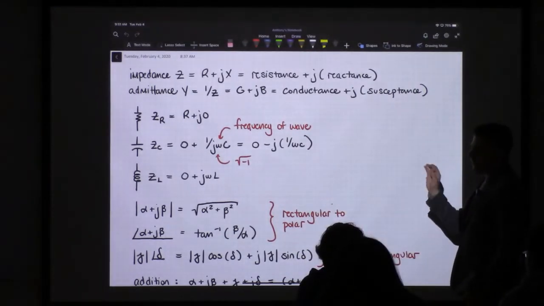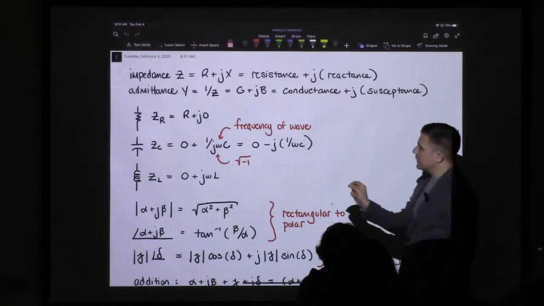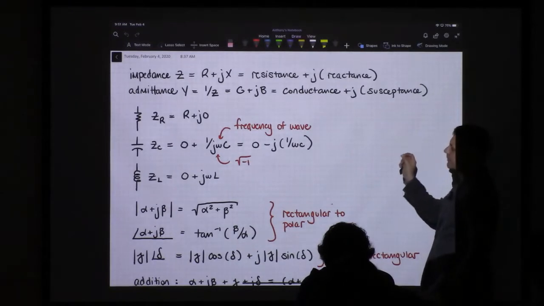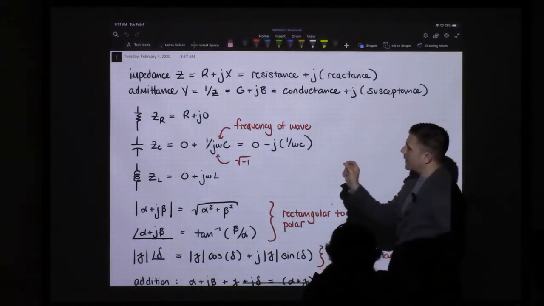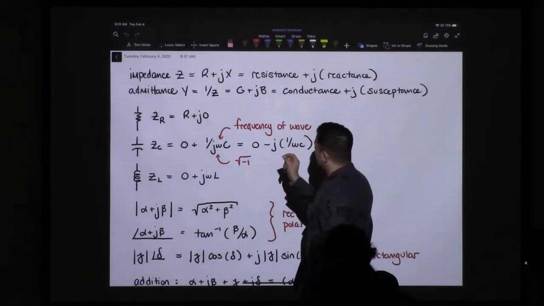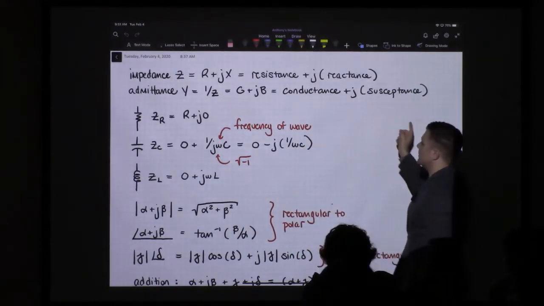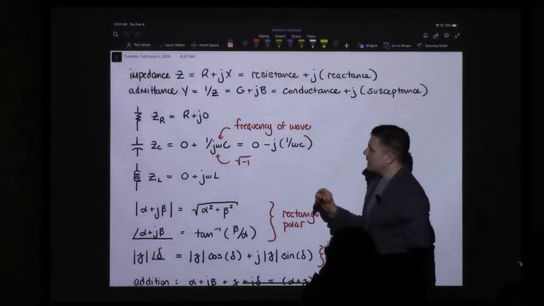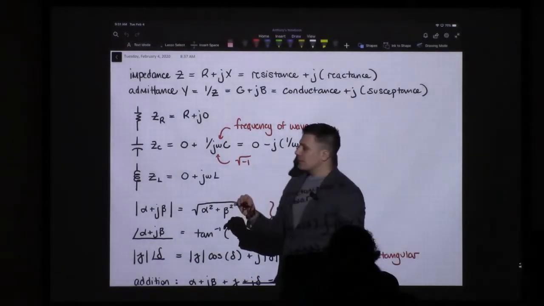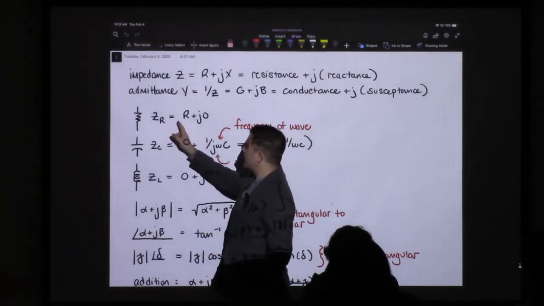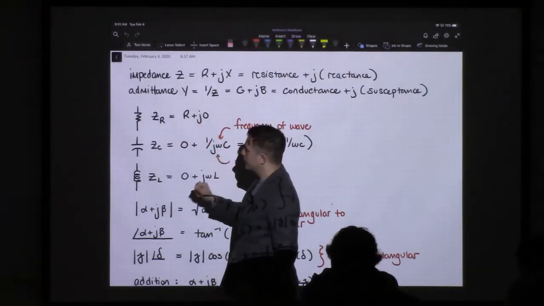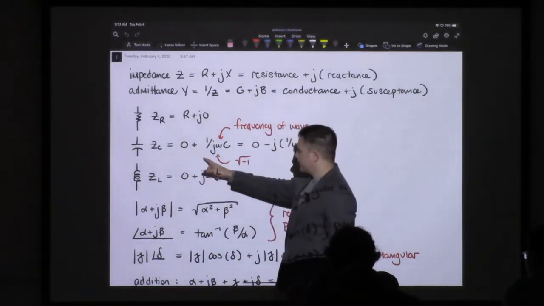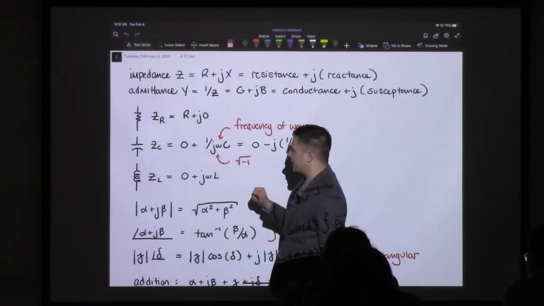Impedance, again, we did a couple of these already. Impedance, Z, complex value equals resistance plus J times reactance. Admittance, Y, is equal to 1 over Z, is equal to conductance plus J times susceptance. Now, how do we come up with the impedances for passive components? A resistor is simply R plus J0. Capacitor, we're assuming it doesn't have an internal resistance, is 1 over J omega C.